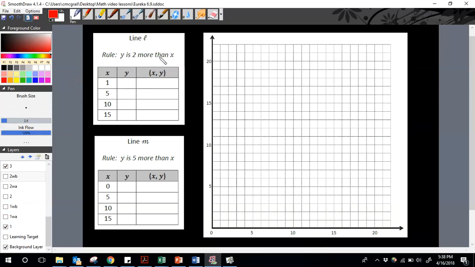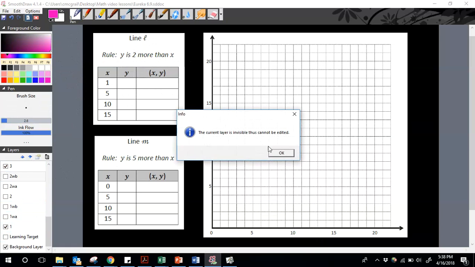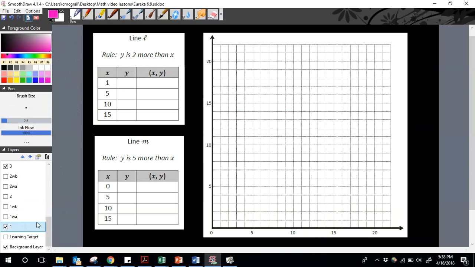So when x is 1, if y is 2 more than x, I need to add 2 to this. So y is going to be 3. As I'm writing, go ahead and fill this in with me. Y is going to be 3. So our coordinates are going to be 1, 3. When x is 5, y is 2 more. So y would be 7. So the coordinates will be 5, 7. When x is 10, y would be 12. And so our coordinates are 10, 12. And then when x is 15, y is 2 more. So y would be 17. Our coordinates are 15, 17.